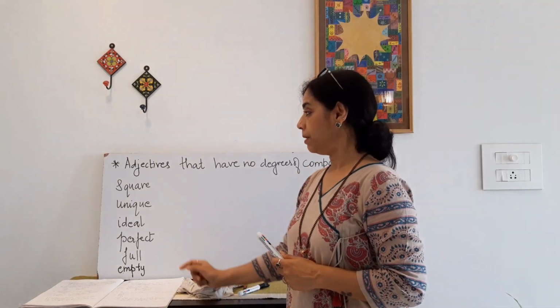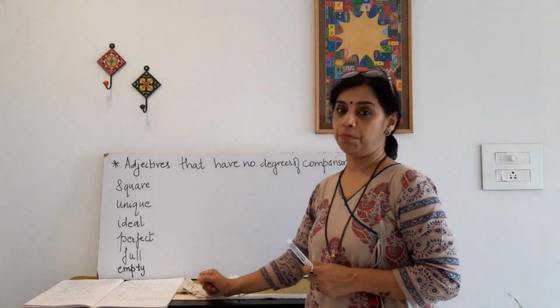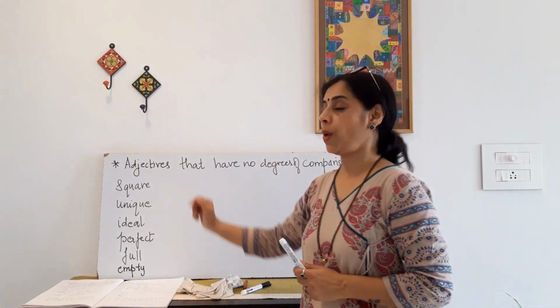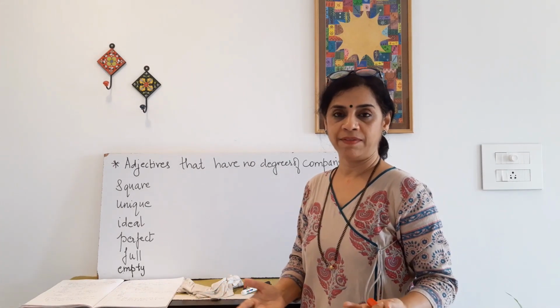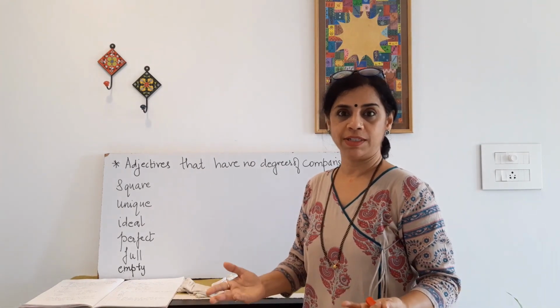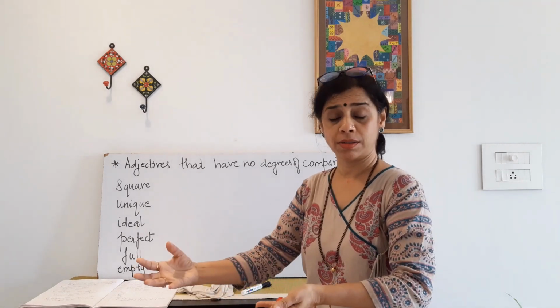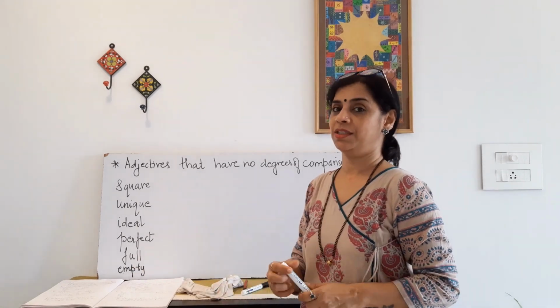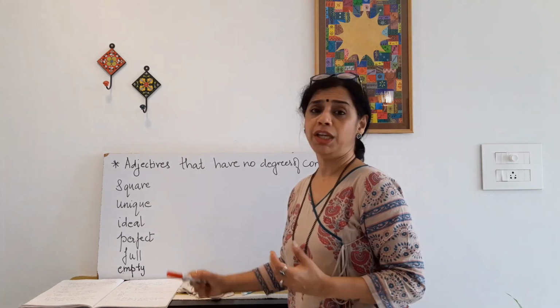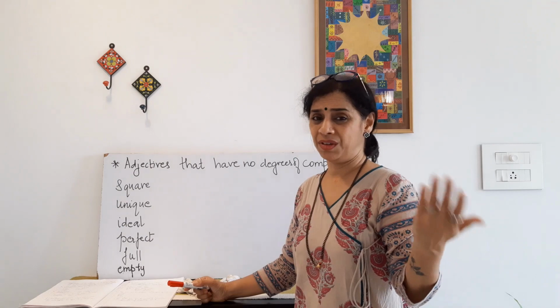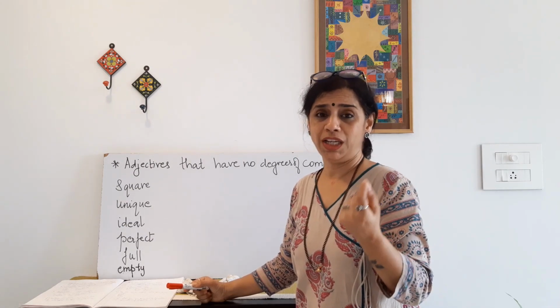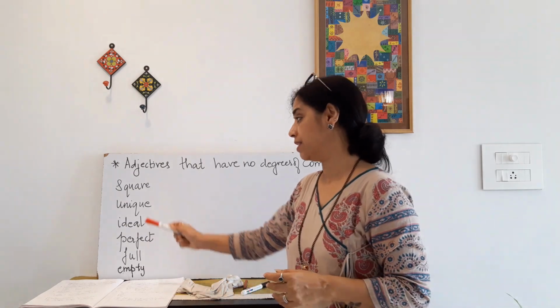I have put up some adjectives that have no degrees of comparison. Square. A square is a square. You can't have squarer, squarest or the most square. A square box, but you can't have degrees of comparison. Unique. One of a kind. Unique. You can't have one. It's unique. So you can't have degrees of comparison.